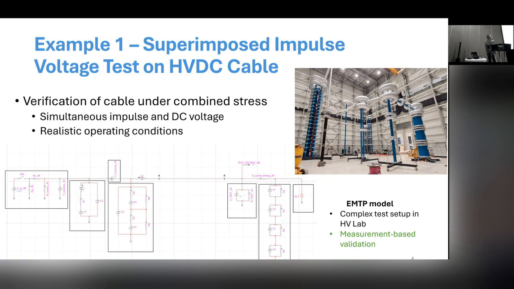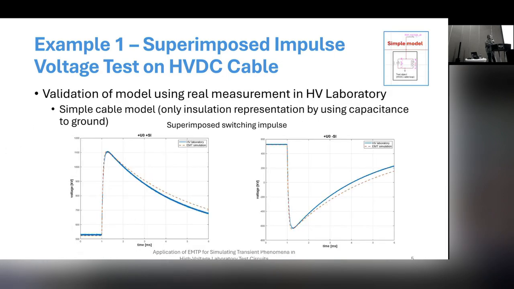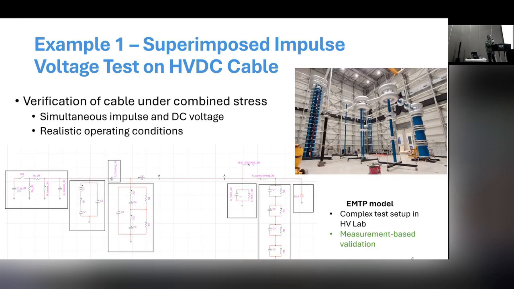Okay, so this test is quite complex and involves many different parts in the laboratory. So it's easy to do a simulation to see what the response will be. The goal here was to determine whether the impulse that we will obtain on our test object, the HVDC cable, will be good in terms of amplitude, front time, and tail time.